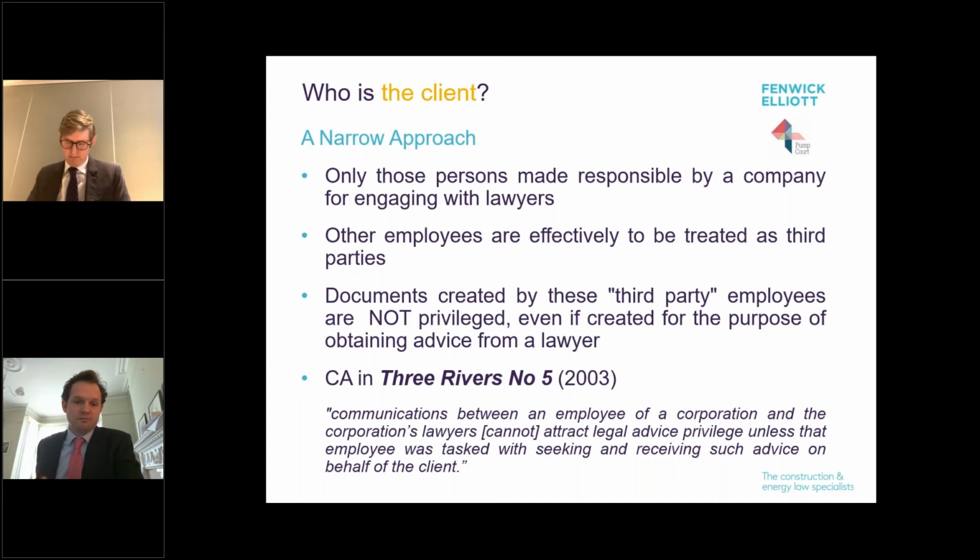So this is the well-known decision of the Court of Appeal in Three Rivers No. 5 back in 2003. And the quote there is on the bottom of the screen: communications between an employee of a corporation and the corporation's lawyers cannot attract legal advice privilege unless that employee was tasked with seeking and receiving such advice on behalf of the client.